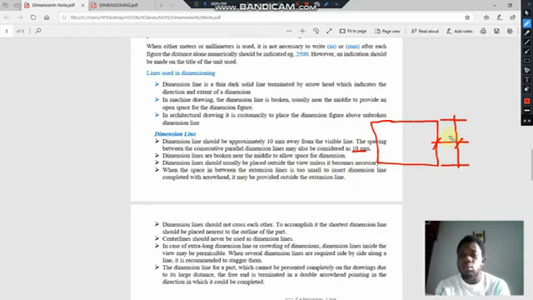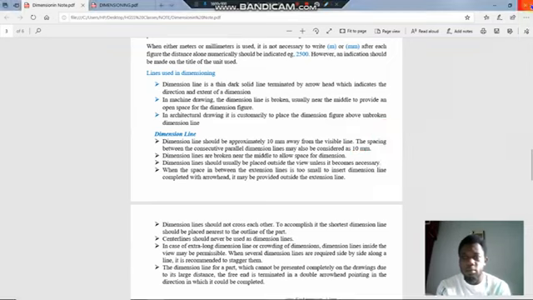So this is it, from here to here. From your object to your dimension line should be at least 10 mm. Okay, that is what it means. Then dimension lines should not cross each other. Okay, they should not cross each other. That is, you should not have something like this.